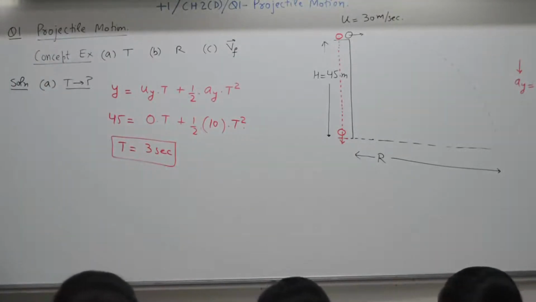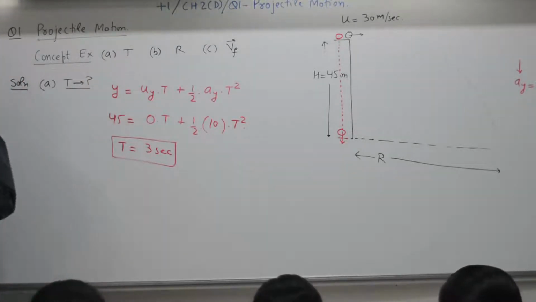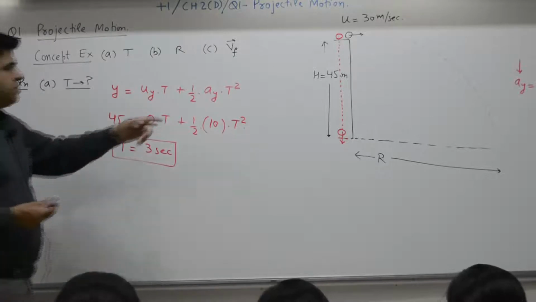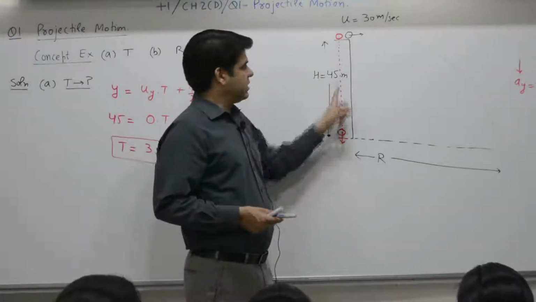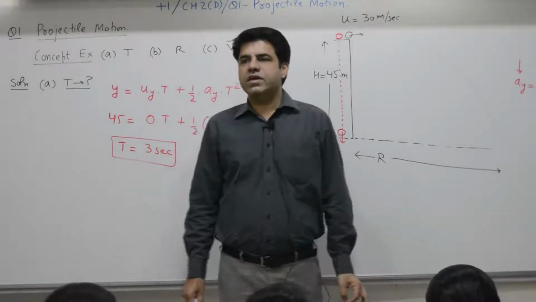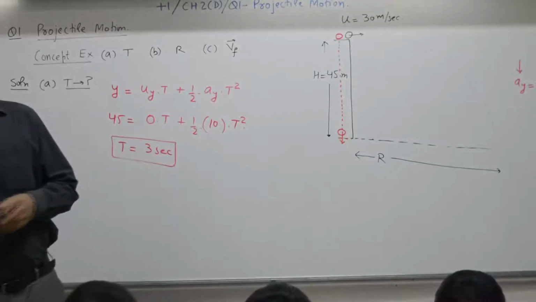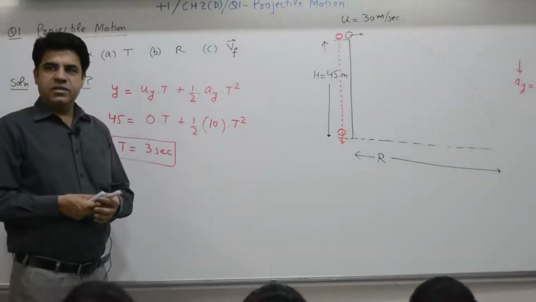First part, t is equal to 3 seconds. This particle takes 3 seconds. This particle will also take 3 seconds. What is the time of flight of the particle? 3 seconds, based on your 9th class knowledge.